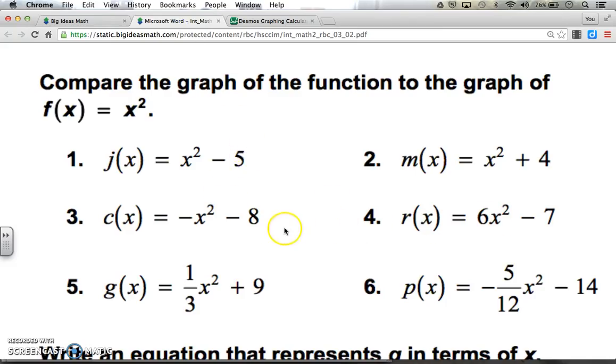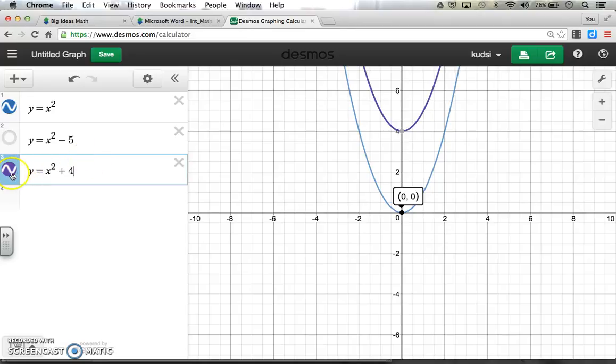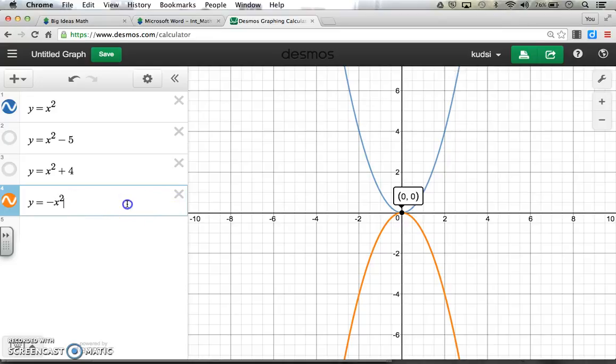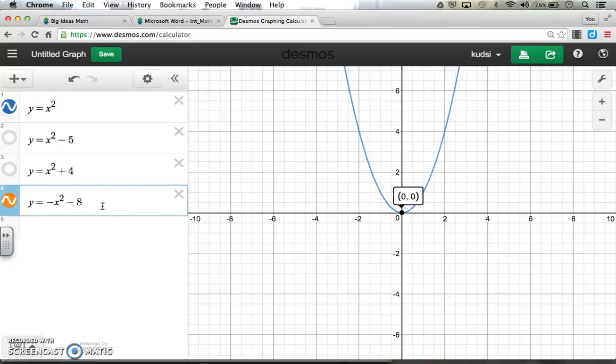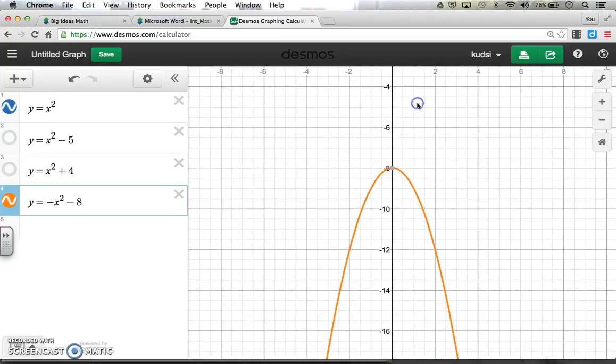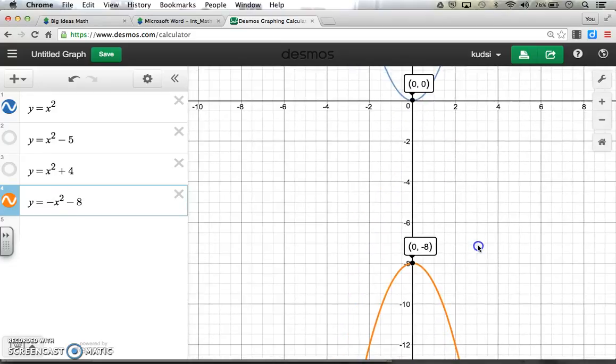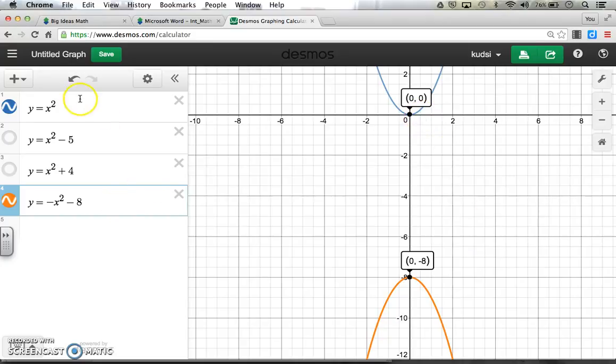Now, other things that can happen. The negative in front. We should remember what a negative does, but let's say we don't. Let's turn this one off, paste it in, and put a negative. The negative turns it upside down, and then it's got a -8. Wait, what happened to the graph? It's pointing upside down and it got shifted down. You can't even see it on our graph, so let's drag this. There it is, at -8.